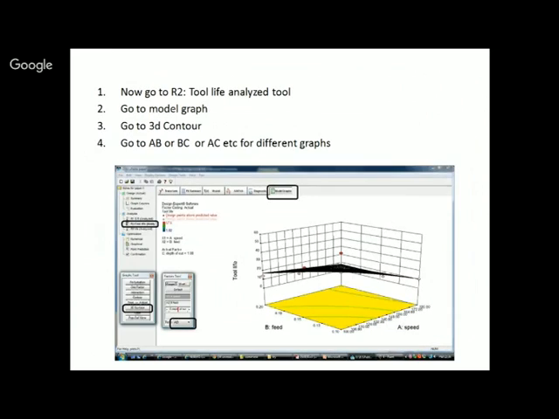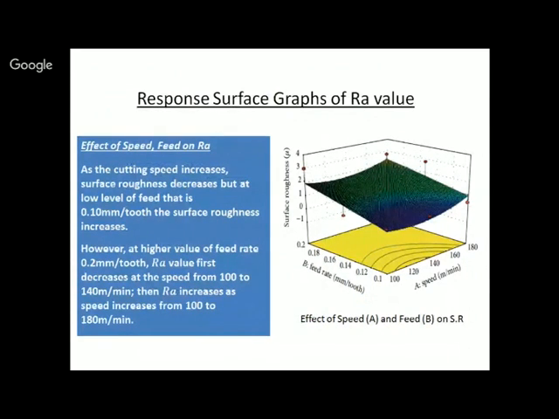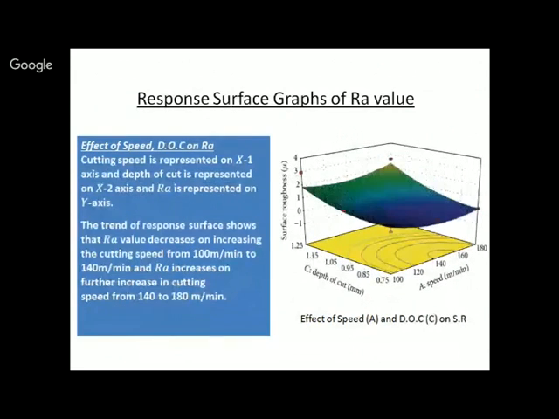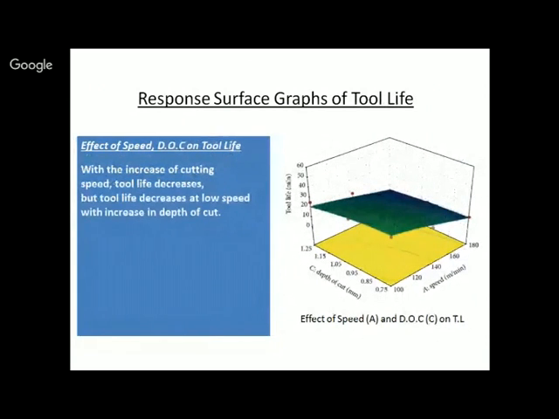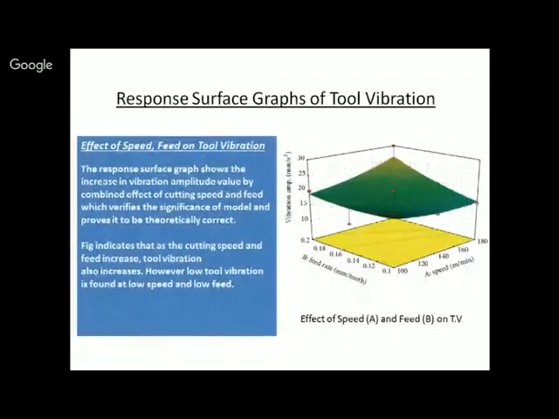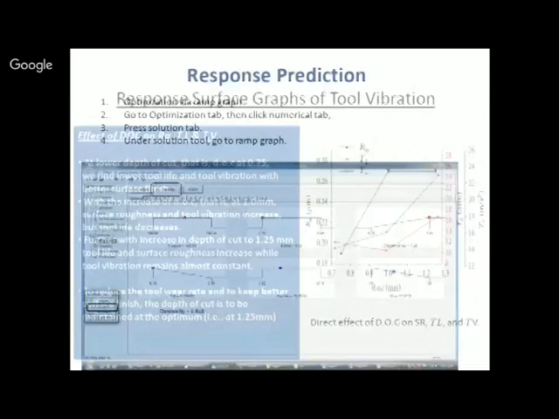Yes. So these are the graphs, how we have to make the 3D graphs. This is the graph of speed versus feed and depth of cut, and this is all. This is one of the graphs I have made, the effect of speed on surface roughness, tool life and tool vibrations. This is the analysis for that. This is how it affects tool life and what my tool vibrations are.